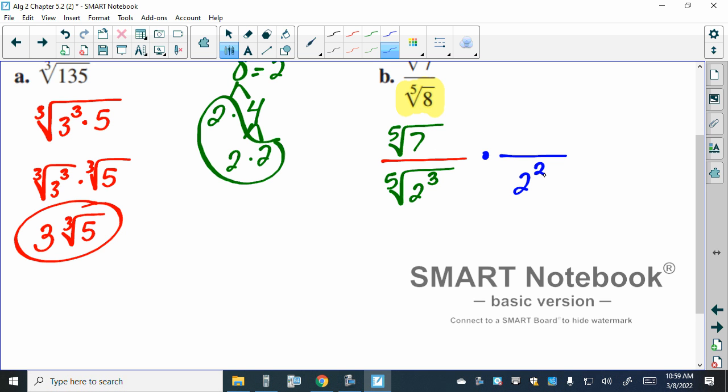But I can't just multiply it by 2 squared. It has to be what? The 5th root of 2 squared, because we need them to both have radicals. The only way we can multiply 2 radicals is if they have the same index. So 2 to the 5th. So the 5th root of 2 squared would multiply together to give us what we want. But we also have to do it in the top as well.